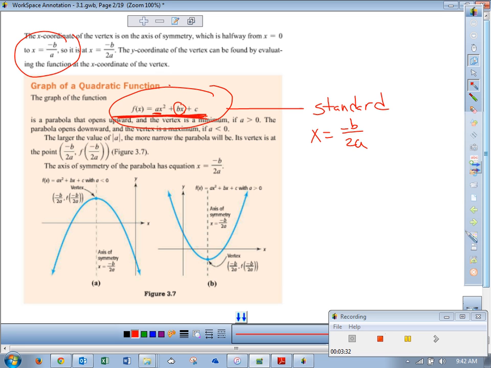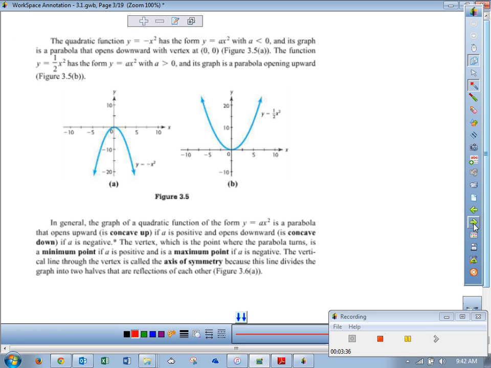Cool? Then, to tell if a graph opens up or opens down, it's all about the a value. If the a value is positive, that graph will open up, that parabola will open up. If the a value is negative, that thing will open down. That's all that this is all about. They use fancy phrases on your My Math Lab. Instead of say open up, they say concave up. And instead of saying open down, they say concave down, right? It's all about the a value.